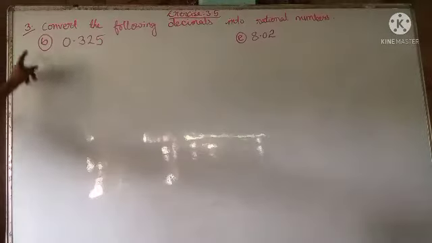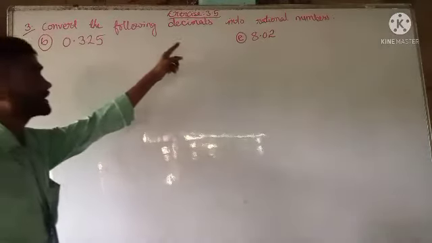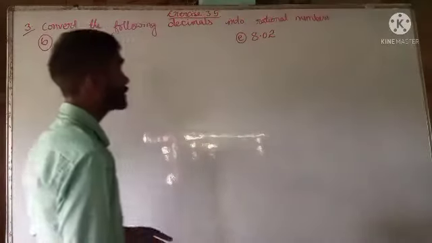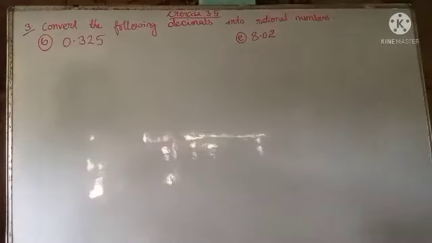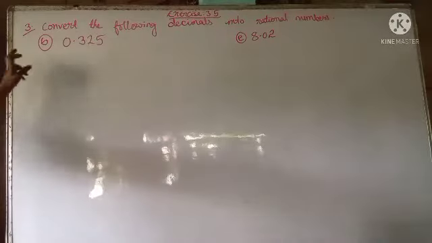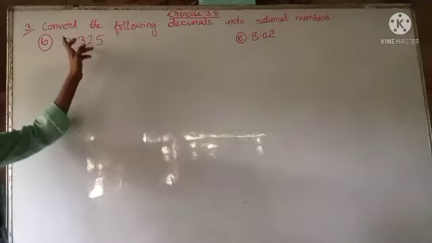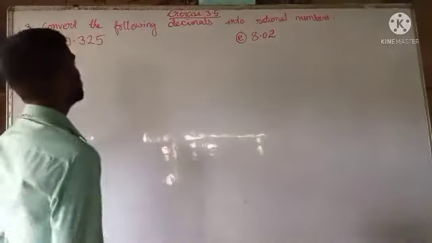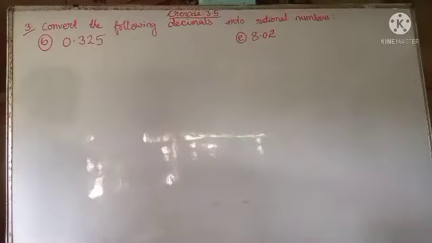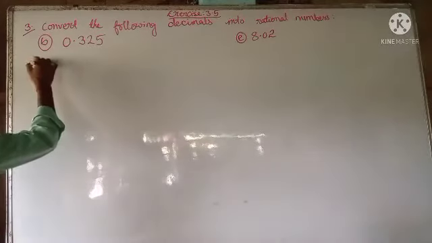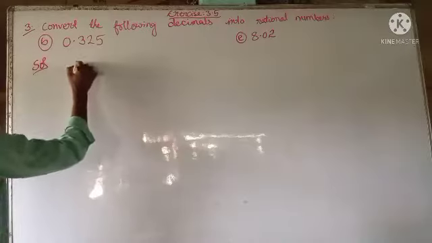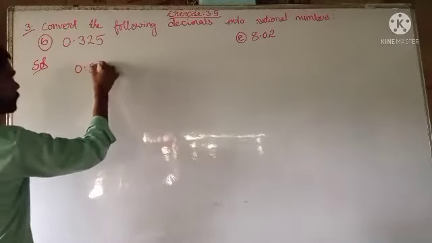Now let me show you question number 3 here. Convert the following decimals into rational numbers. Question number 3 and question number 7, both are the same. So I am going to do question number 3 only. That is, convert these decimals into rational numbers. So how are we going to convert here? That is 0.325.